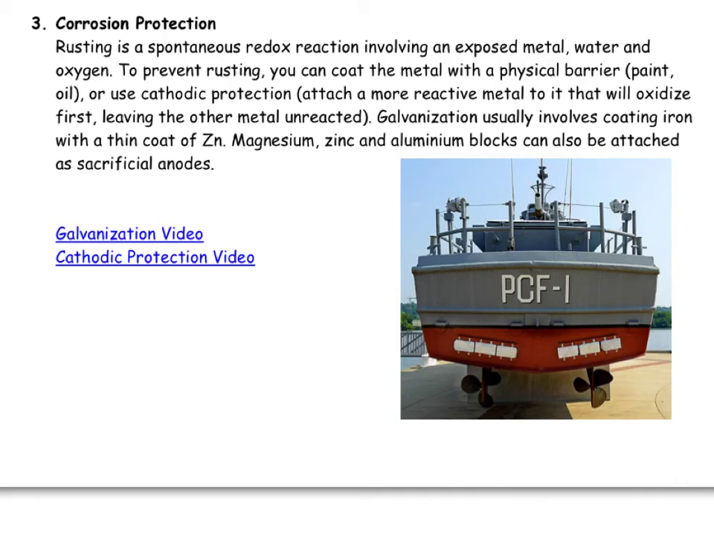Another method is galvanization, and it usually involves coating iron with a thin coat of zinc. Galvanization provides both physical and redox protection to the iron. It provides a physical barrier between the oxygen and the iron you don't want to rust, but also the zinc is more reactive. So when it rusts first, it supplies the iron that we want protected with electrons so it cannot oxidize itself.